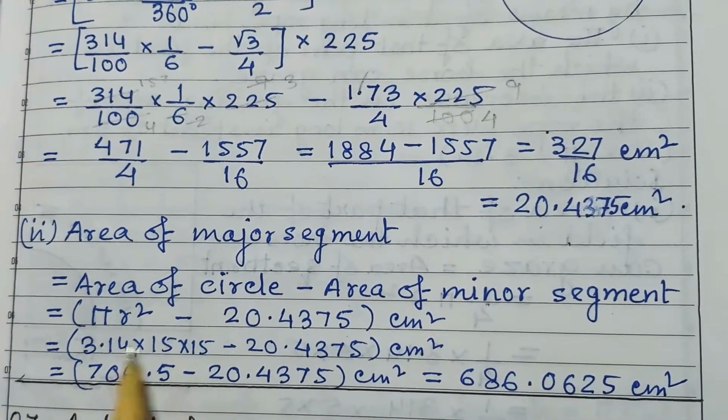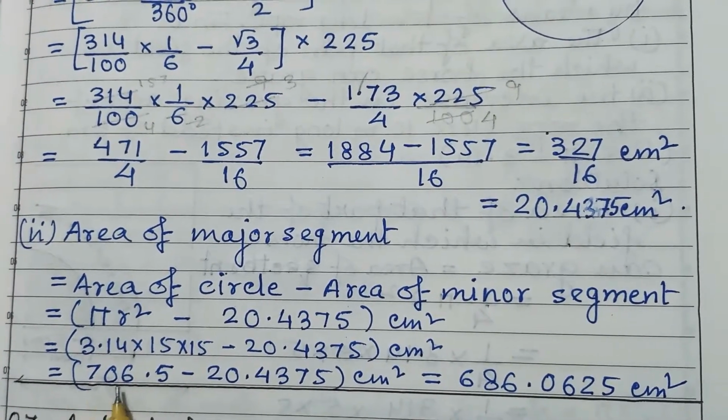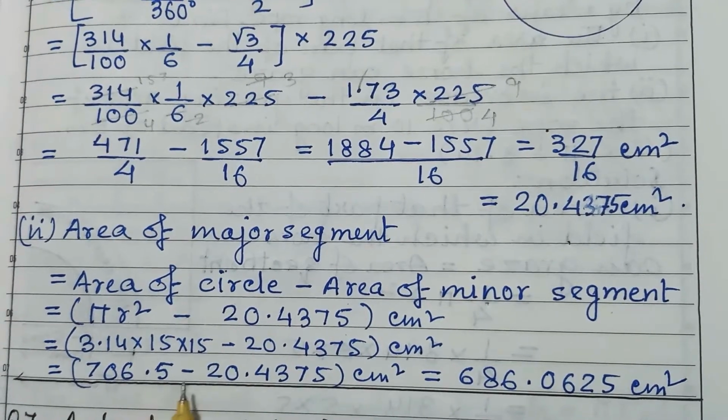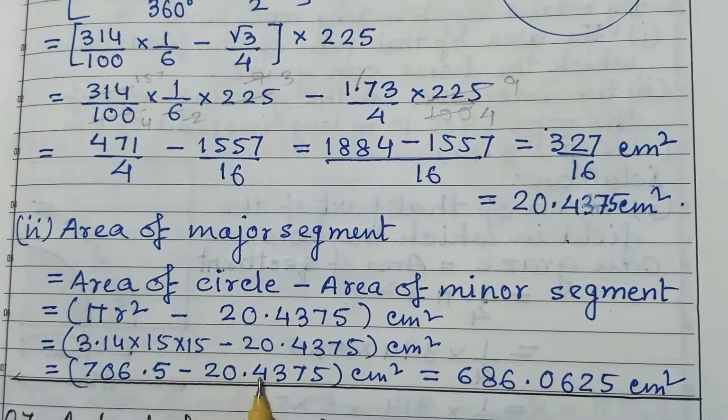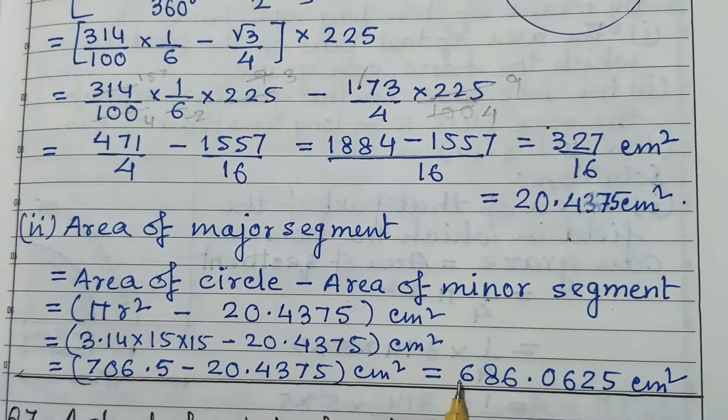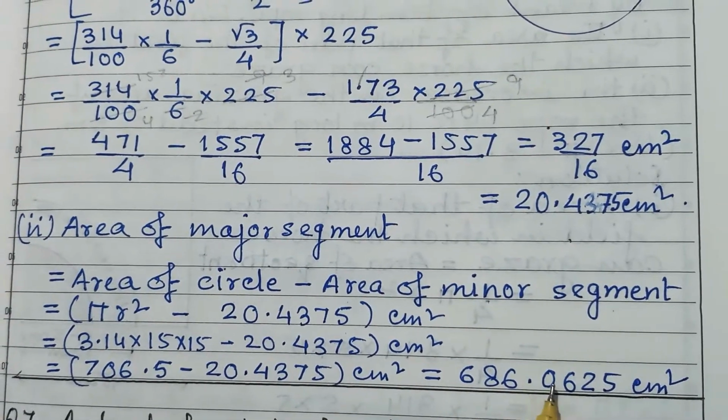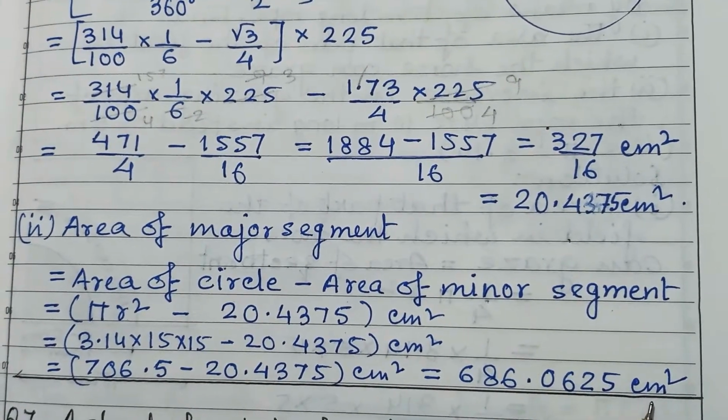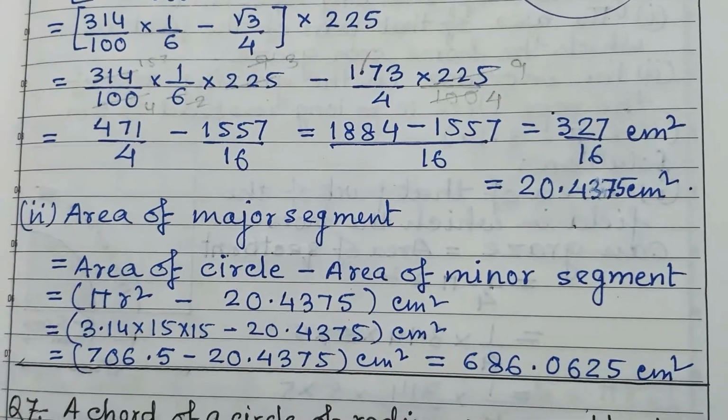So pi r square minus, already we have got its answer, 20.4375. By calculation it is coming 706.5 minus 20.4375, which is 686.0625 centimeter square. Okay. Question number 7.